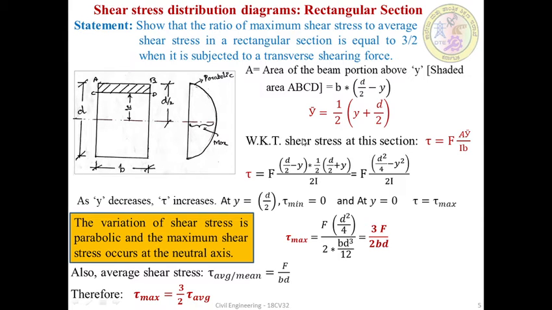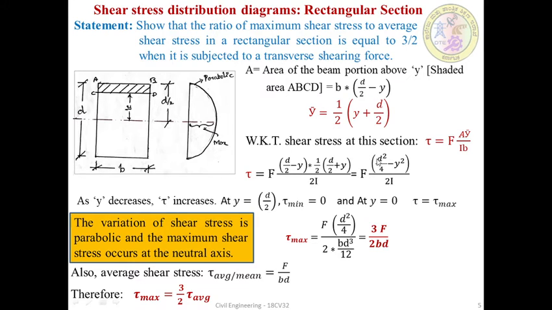We know that the shear stress at this junction is given by the equation tau is equal to capital F into A, the area, multiplied by y bar, divided by I into b. So substituting the value of the area, b into the bracket d by 2 minus y, and y bar is equal to this much, we get 2I. So substituting the values, finally the shear stress is equal to F into d square by 4 minus y square, divided by 2I.